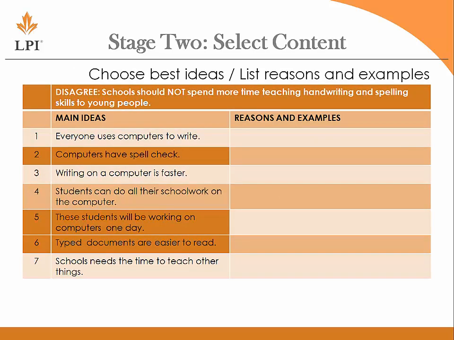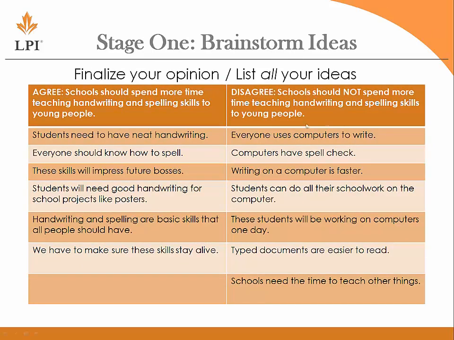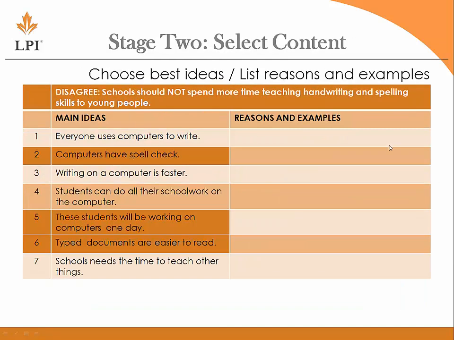Okay, so if we go back here, you'll see that I've taken all my ideas from the disagree side. And now I'm moving on to look at those ideas and decide which three I'm going to work with. So I've chosen the three that I've highlighted in a darker color. They are points 2, 5, and 6. Computers have spell check. These students will be working on computers one day, and typed documents are easier to read.